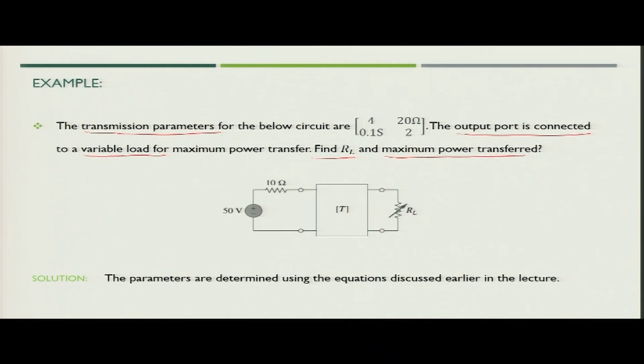We will first put the output port open circuit and then short circuit to find out the relationships. When you are required to find out the value of RL for maximum power transfer, the objective will be to find out the Thevenin equivalent of the circuit which is left to the RL. So, this particular segment needs to be represented as a Thevenin equivalent. So, we will use ABCD parameters and find out the value of VTH and RTH, so that we can find out the value of maximum power to be transferred.